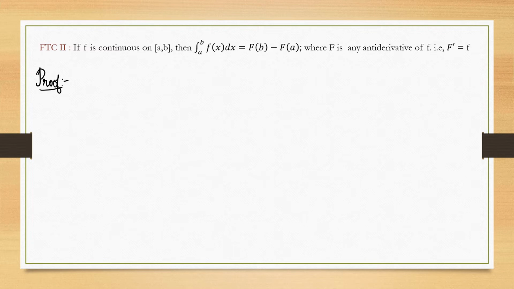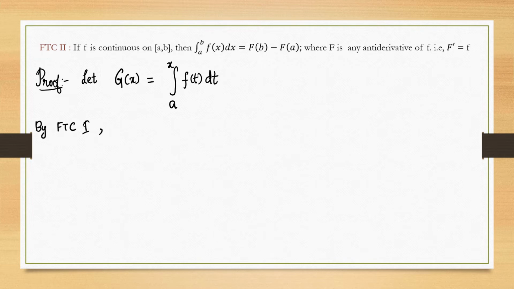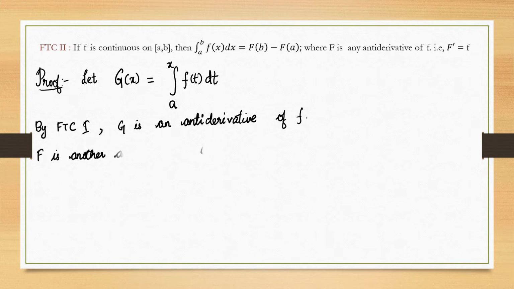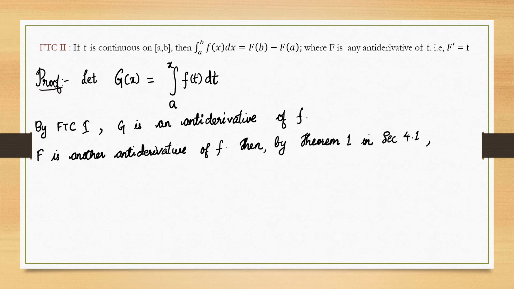For that, we first define a function g(x) as the integral from a to x of f(t) dt. By the Fundamental Theorem of Calculus Part 1, we know that g is an antiderivative of f. But we have F is another antiderivative of f. You have learned a theorem in section 4.1 which states that if F and g are two different antiderivatives of the same function, then they differ by a constant.